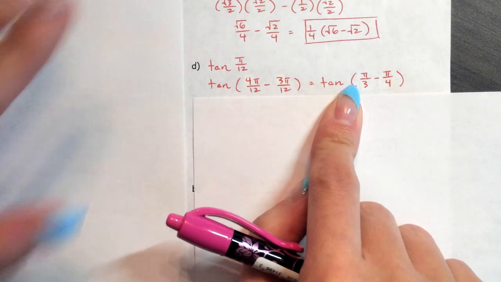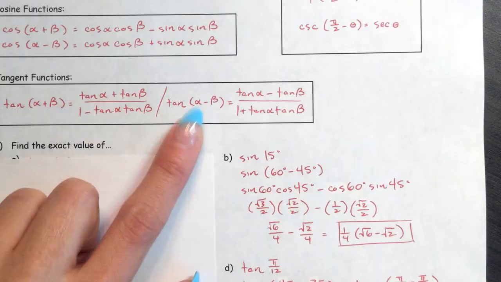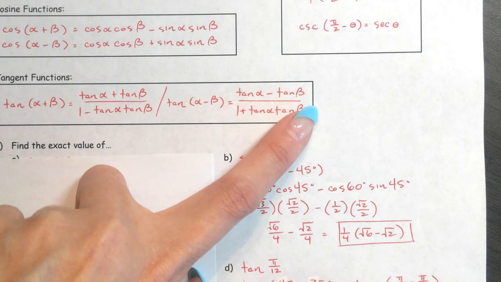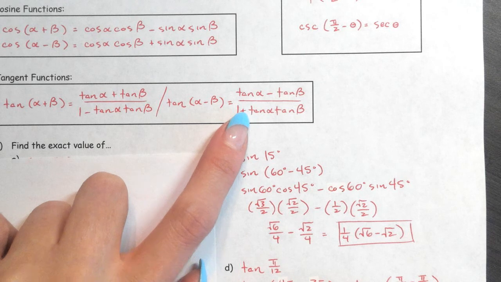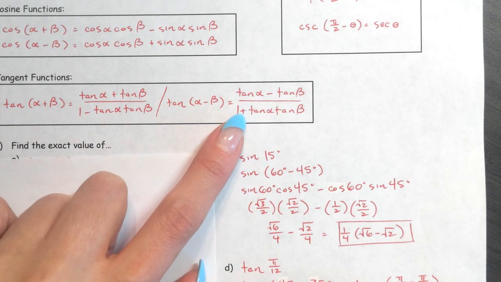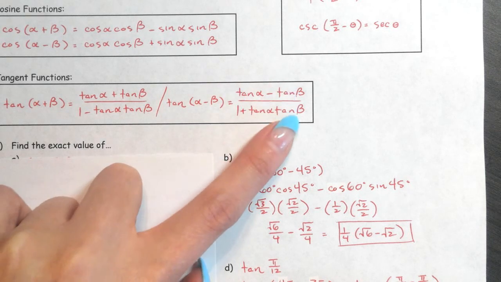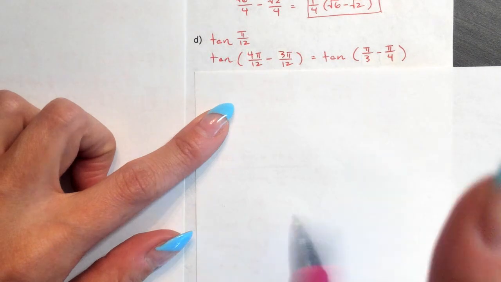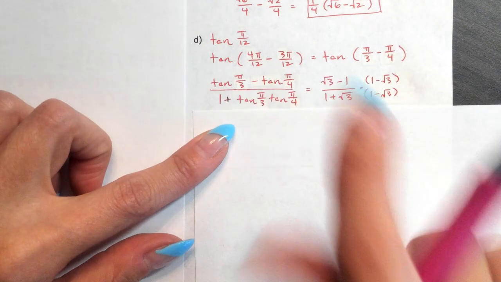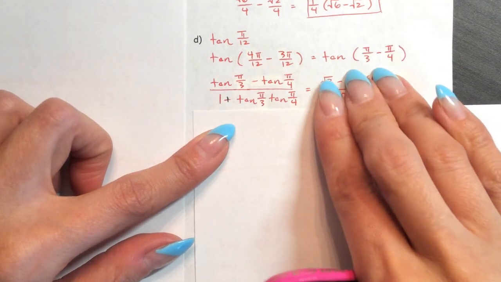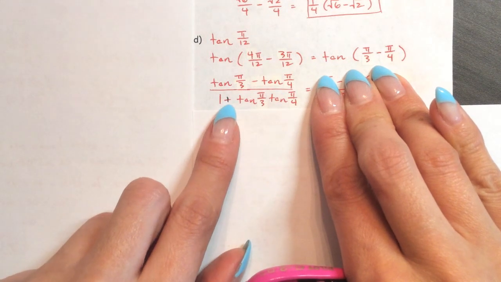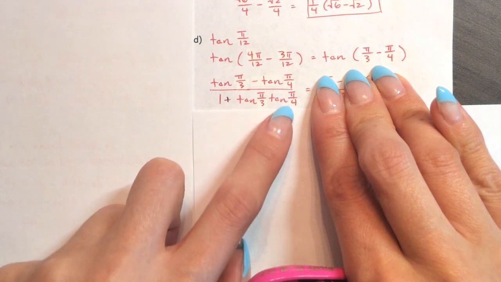And now we can use our subtraction formula right here, which is tangent alpha minus tangent beta over 1 plus. So if it's a minus on top, it's a plus on the bottom, and then you just multiply them together. So it was tangent alpha minus tangent beta over 1 plus, and then these two get multiplied together.